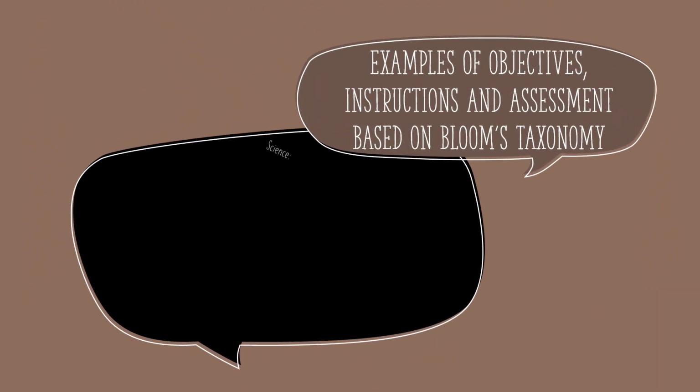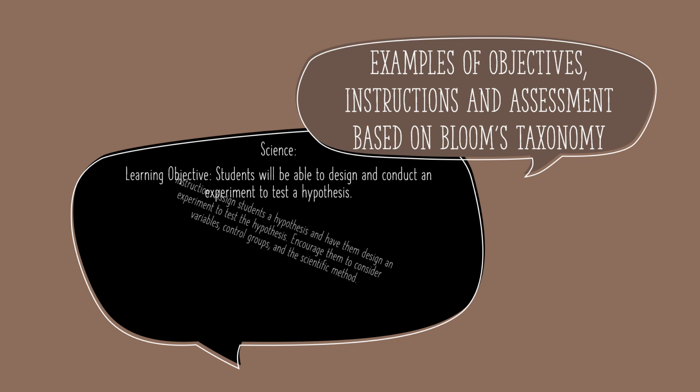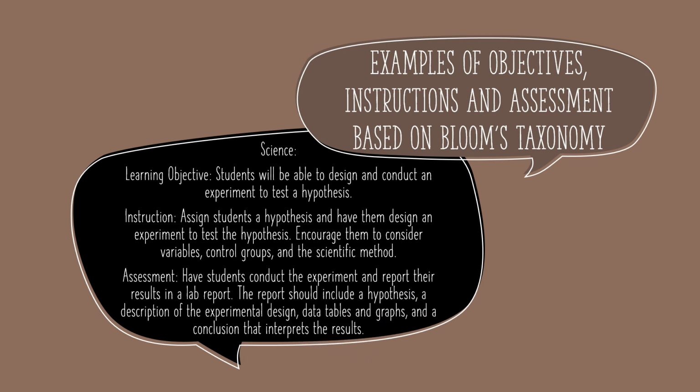In the context of science, learning objective could be students will be able to design and conduct an experiment to test a hypothesis. Instructions could be assign students a hypothesis and have them design an experiment to test the hypothesis. Encourage them to consider variables, control groups, and the scientific methods. And assessment could be done by having the students conduct the experiment and report their results in a lab report. The report should include a hypothesis, a description of the experimental design, data tables and graphs, and a conclusion that interprets the results.